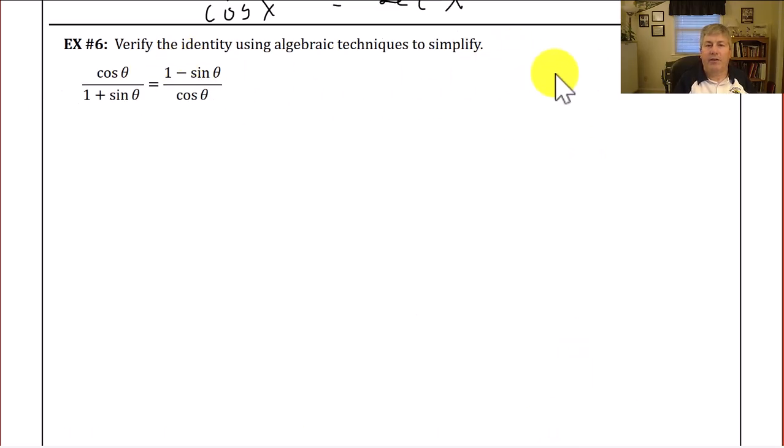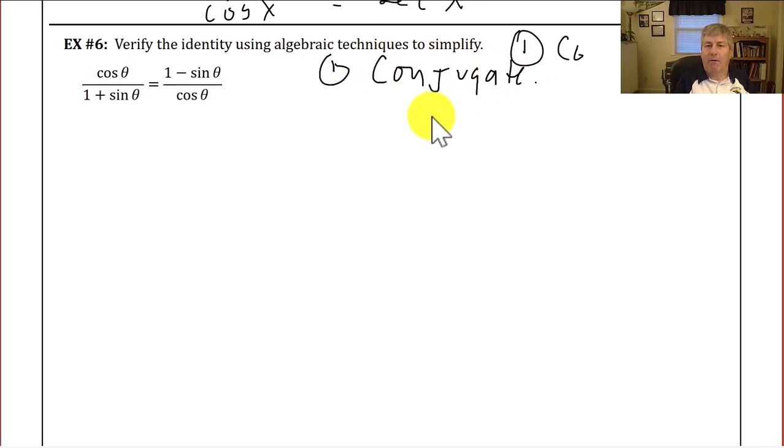In example 6, now this one we are going to use the conjugate. So conjugates, remember, are differences of two squares. Okay, conjugates are like a plus b times a minus b, which gives us a squared minus b squared. Okay, that helps get rid of square roots. So we really like conjugates, and they're going to help us in this problem.